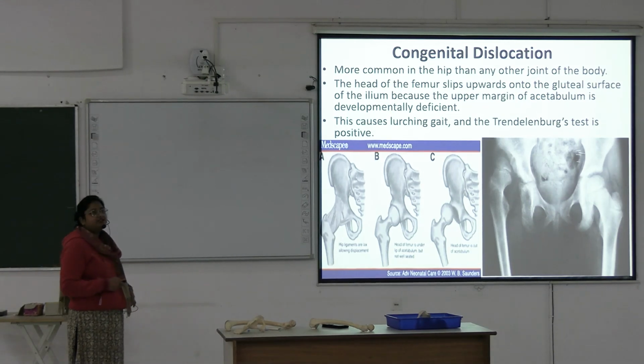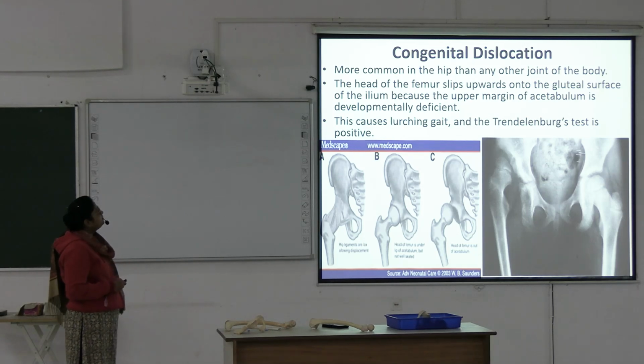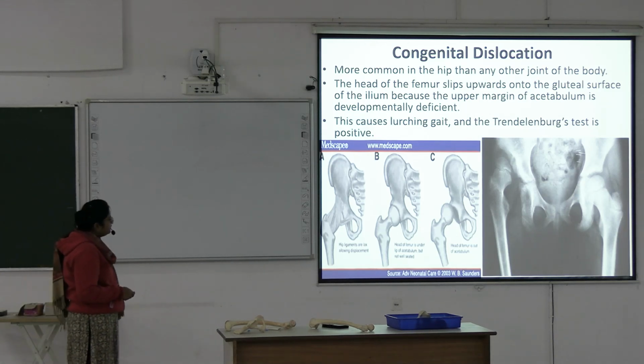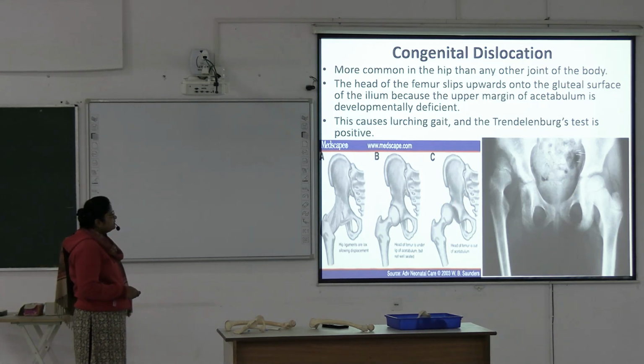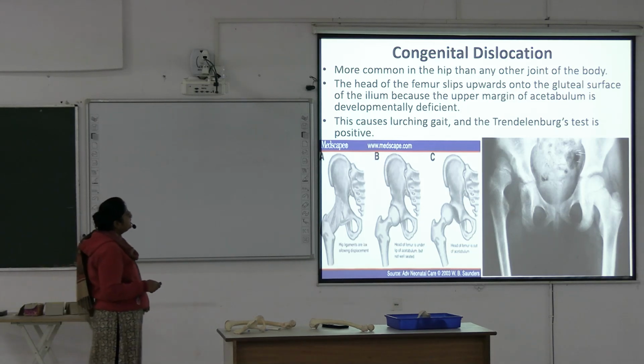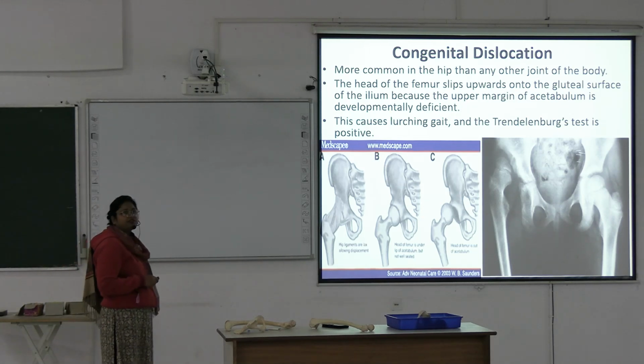Okay, so congenital dislocation is more common in the hip than any other joint of the body, and the head of the femur slips upward onto the gluteal surface. Okay, see here, this is the normal position of the head. Here it is dislocated upward, okay, onto the gluteal surface. The head of the femur slips upward onto the gluteal surface of the ilium because the upper margin of the acetabulum is developmentally deficient. That's why this dislocation occurs. And this causes a lurching gait, and the Trendelenburg test is positive.